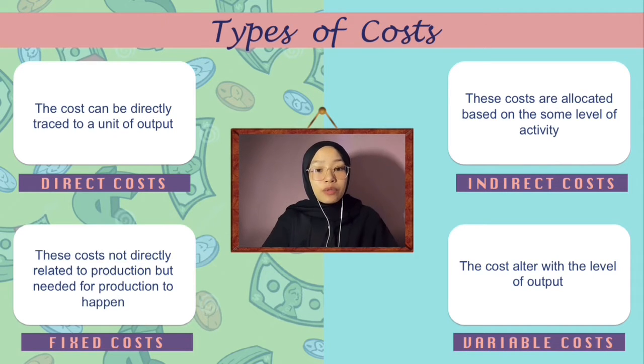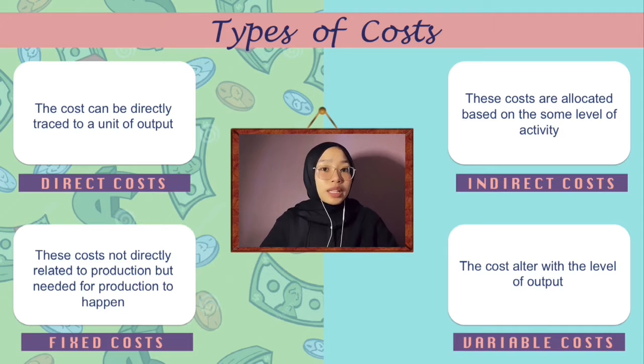So the third one is fixed costs. Fixed costs are expenses that remain the same regardless of the production of output. Whether a firm makes a sale or not, it must pay its fixed costs because these costs are independent of output. For example, salary, rent, and insurance.